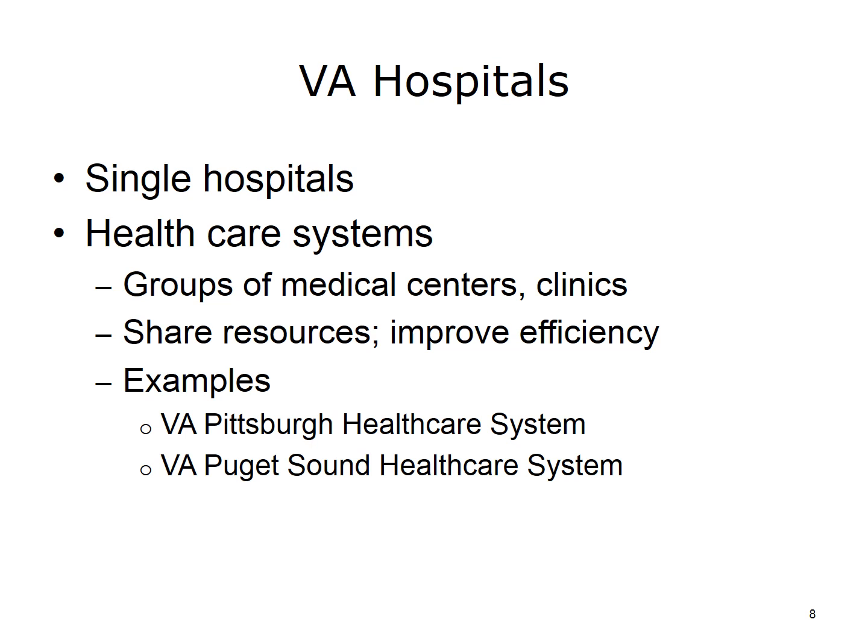Many areas of the country have veterans' healthcare systems, which are groups of affiliated medical centers and clinics that share resources to provide comprehensive care more efficiently. Two examples are the VA Pittsburgh Healthcare System in Pennsylvania and the VA Puget Sound Healthcare System in Washington State.